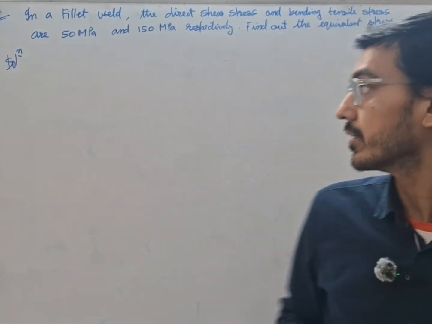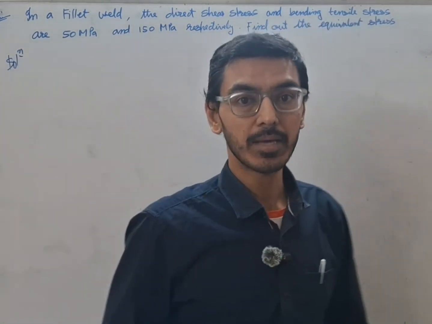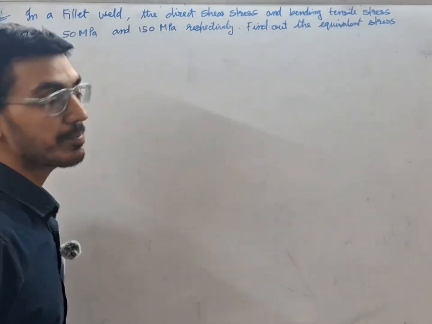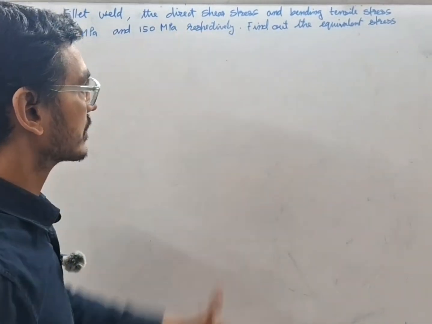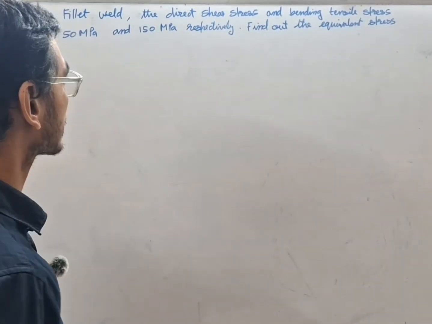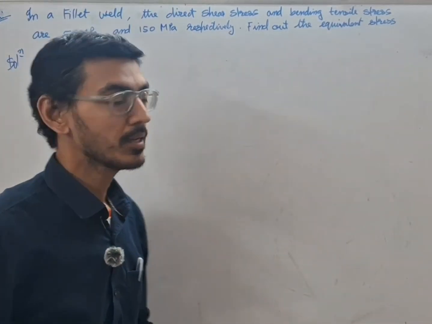In a fillet weld, the direct shear stress and bending tensile stress are 50 megapascal and 150 megapascal respectively. So they have given two types of stress: one is direct shear stress and another is bending tensile stress. We have to find out the equivalent stress.